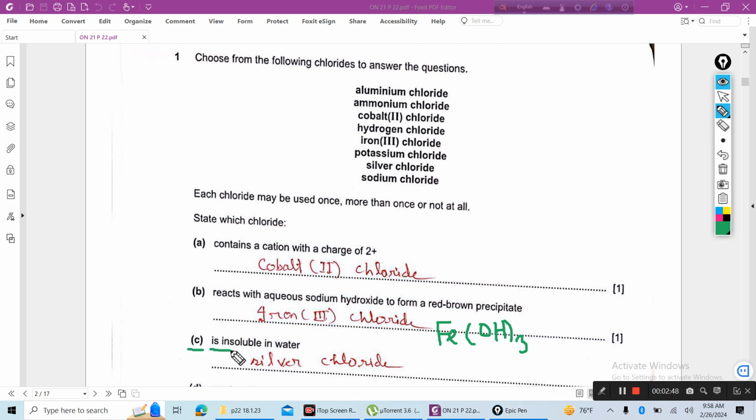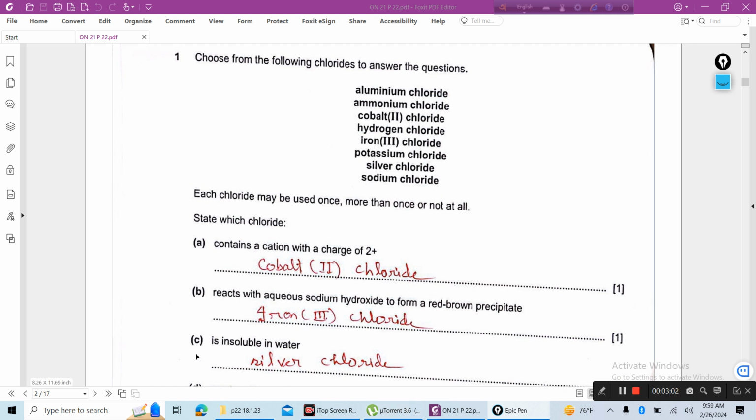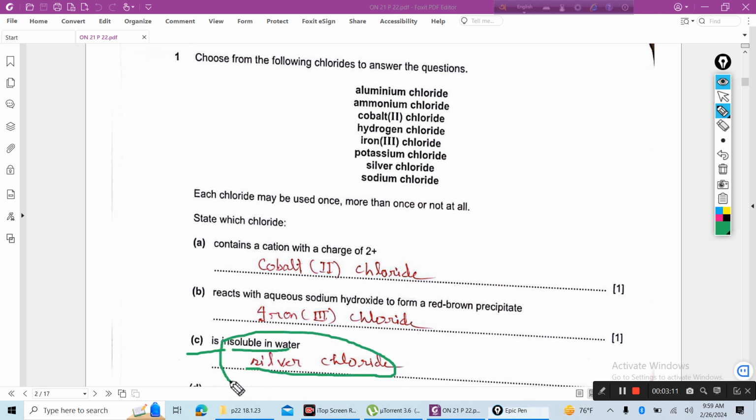C. Is insoluble in water. Silver chloride is insoluble. Silver chloride is a white solid, a white precipitate, so this is insoluble in water.